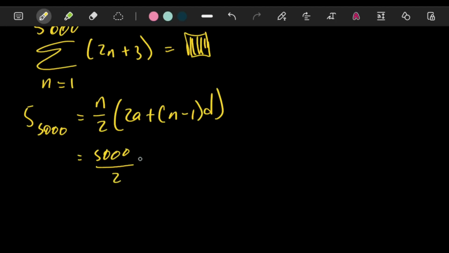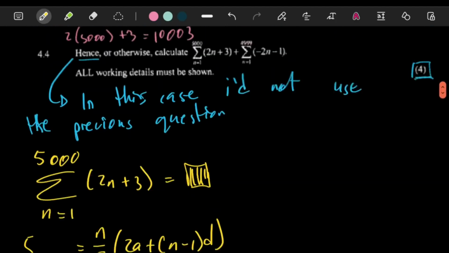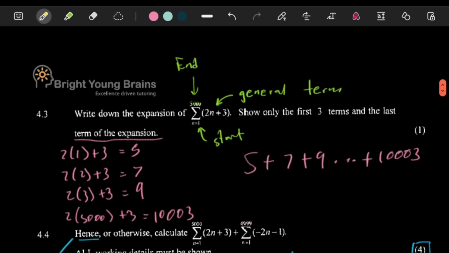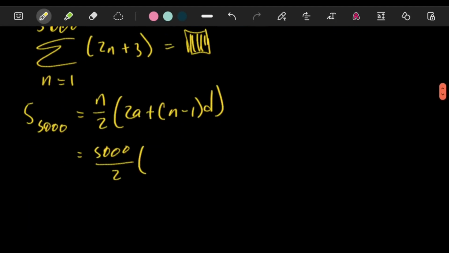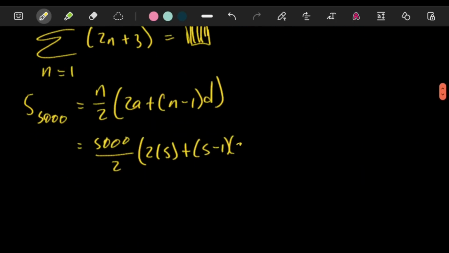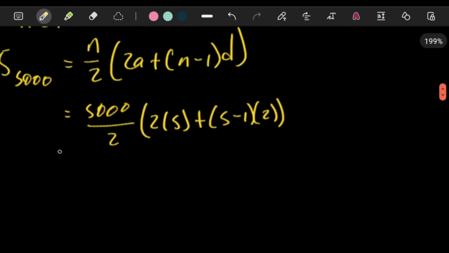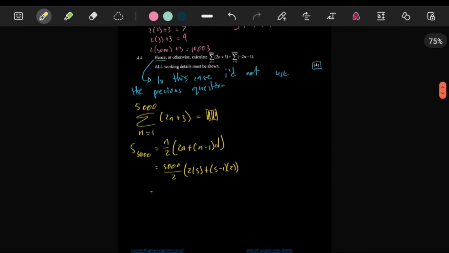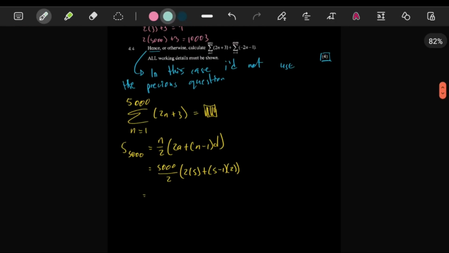And what is your value of a? The first term here is 5, so it's 2 times 5 over there, and then 5 minus 1 over there. What's your value for d? Your value for d is 2. Okay, you can put everything in the calculator, that's fine.